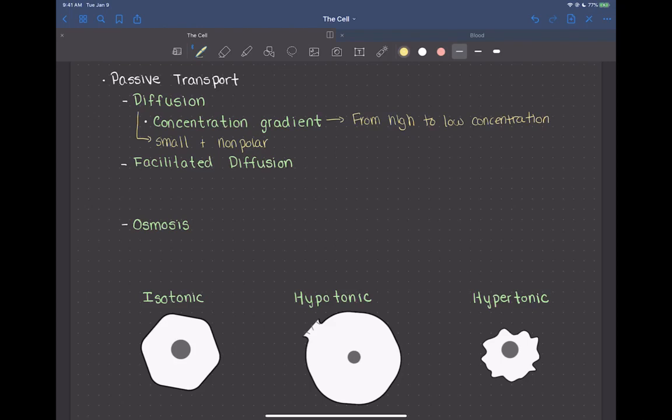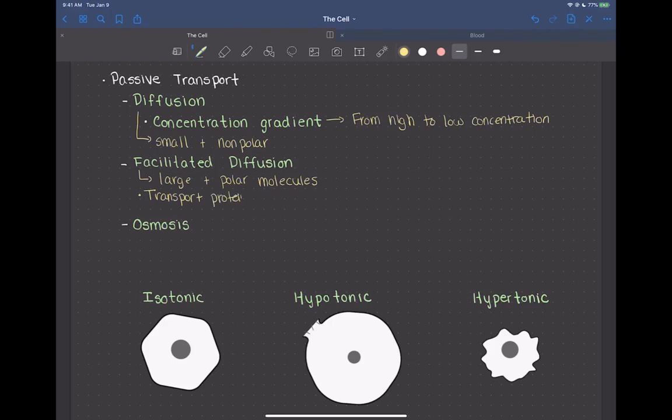All right? So then another form of diffusion would be facilitated diffusion. So facilitated diffusion would be for things that require help to get through the membrane. So these would be for large and polar molecules. Okay, and so they're going to need some sort of assistance. All right, and so these involve transport proteins.